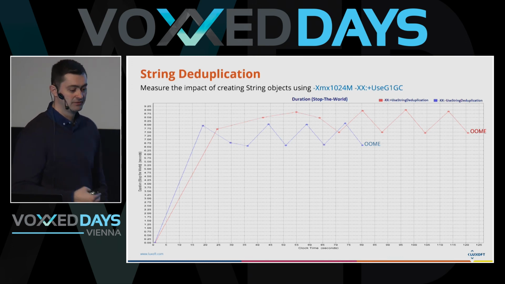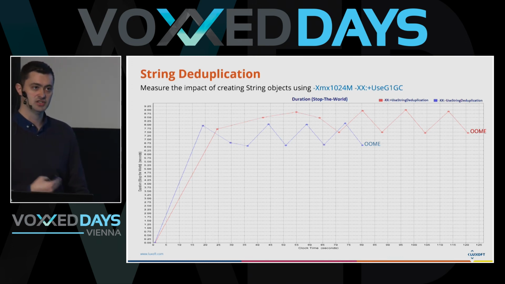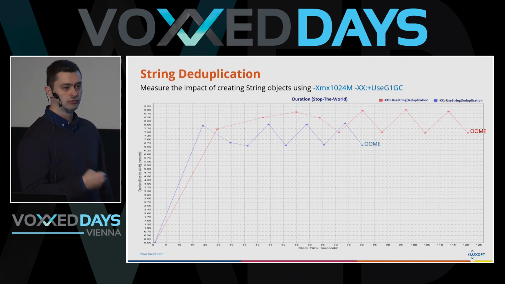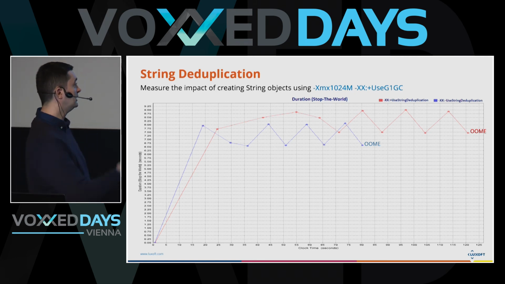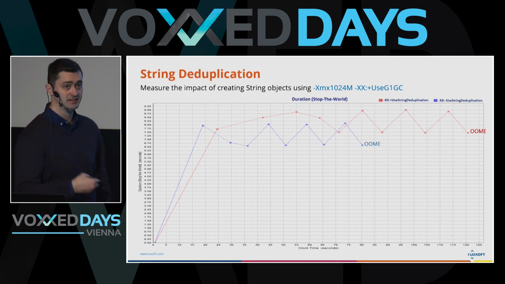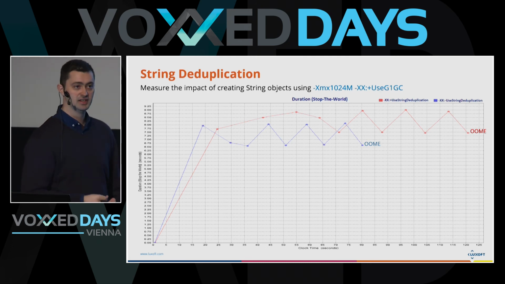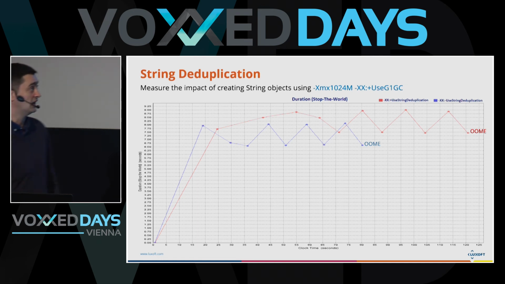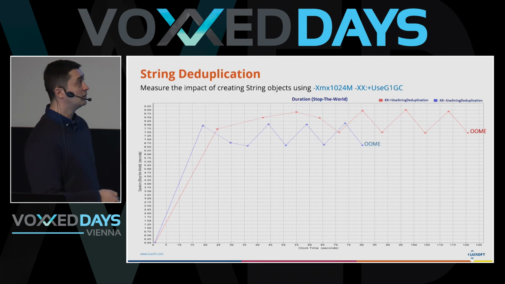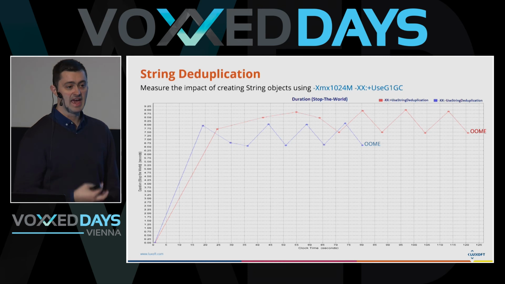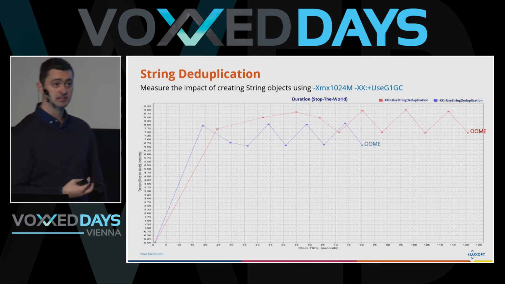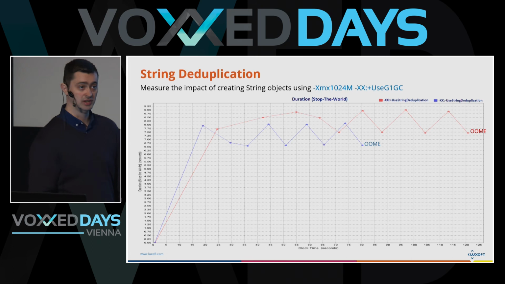Why? Because after a certain number of GC cycles, the G1 collector had a bit of work to do in comparison with the blue scenario where I deactivated the string deduplication. So it had the work to do of finding the strings and removing the redundant char arrays from the main memory, from the heap mainly. So in this context, we say that string deduplication definitely adds longer stop the world pauses during the runtime.